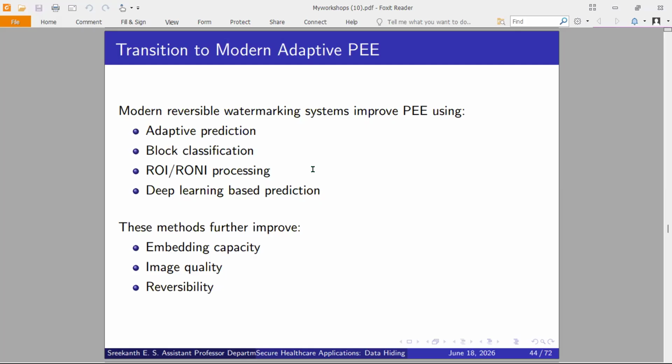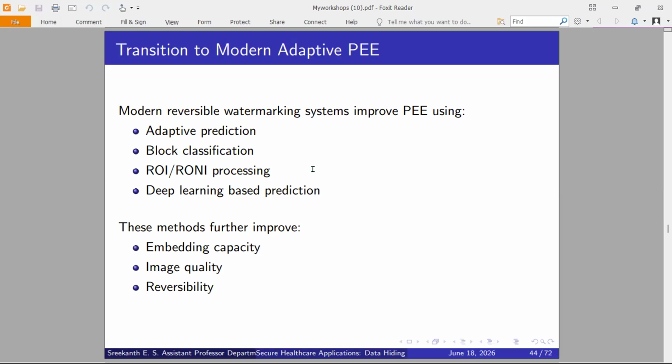Why? Because in a medical or any image, there will be different types of areas. There will be smooth areas. In smooth areas, the prediction will be better, so the threshold values can be modified accordingly. If you keep the threshold value the same throughout the image, the embedding capacity may be low. So you have to adaptively modify the threshold values. That is one idea.